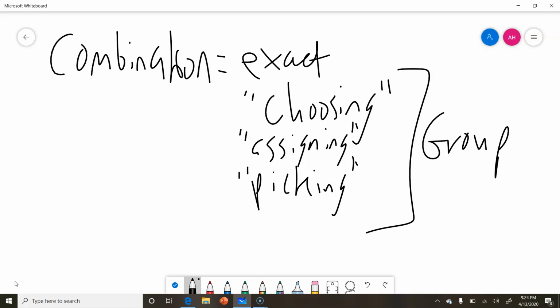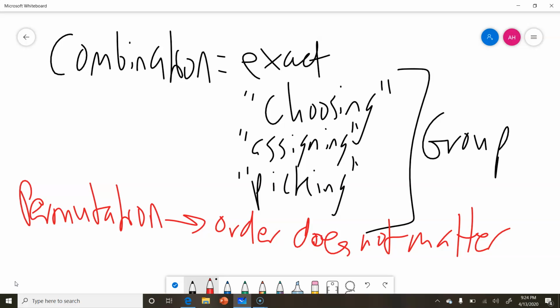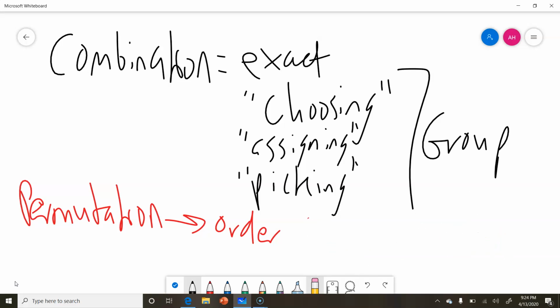Okay, so when we do permutation, the key part here is order. So the key part to understand there is that when we are doing this, order is important, you are finding permutation. If order is not important, you're finding combination. So actually I wrote that inverse of what I said. Order does matter. I got confused.